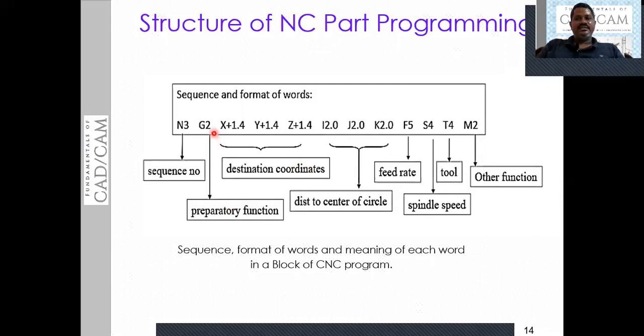So this is exactly the syntax of one block. The words must be arranged in this order. All these words must follow one sequence while writing the part program of the block. This signifies one block in which we have the sequence number, preparatory function, then the coordinate values of the tool, then the coordinate values of the center of the tool, then the feed rate, speed, tool, and the other functions other than the preparatory functions, which means the movements of the tool. This structure we need to follow while writing the part program.